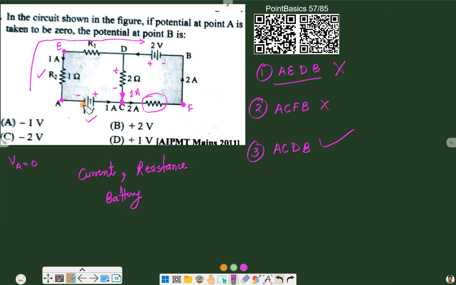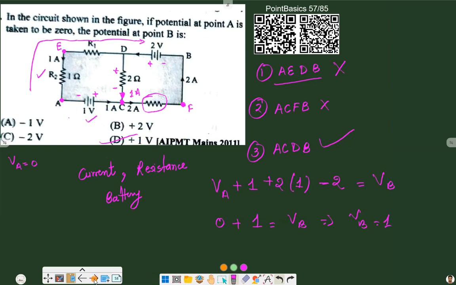Now let's write the equation. Starting with VA, we move and first encounter negative, then we encounter positive, so negative, positive, positive of 1. Then we have a resistance, negative to positive, so positive 2 times current, that is 1. And then we have a battery, positive to negative, so negative 2, and then we reach point B. Now VA is 0, so 2 minus 2 is 0, plus 1, and VB. So VB is equal to 1 volt. Option D will be the right answer.